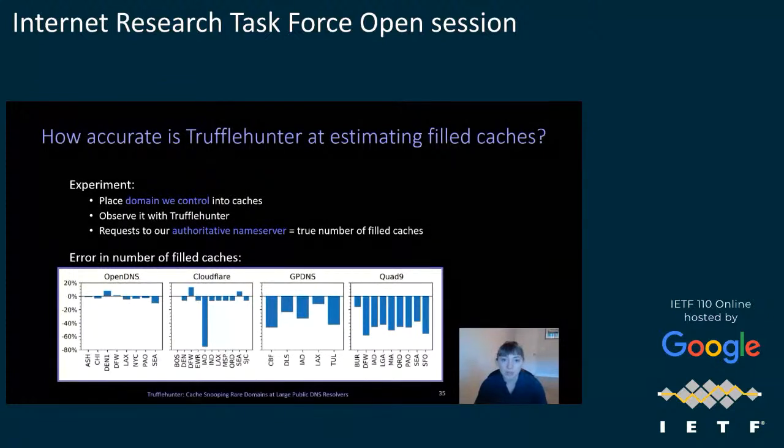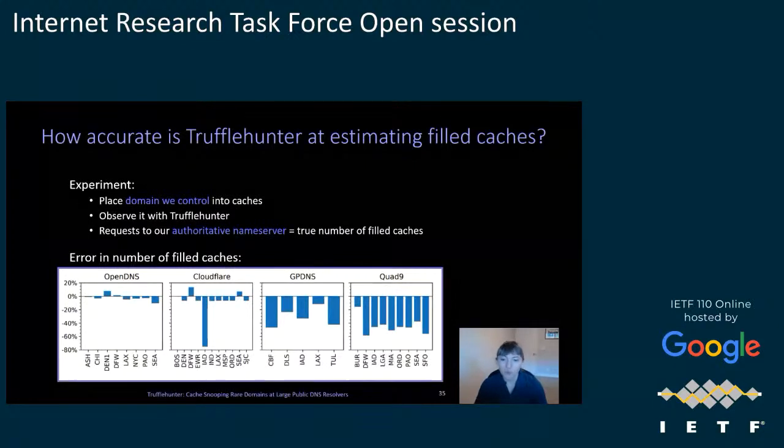On GPDNS, it turned out to be difficult to accurately remove all of the front-end caches that had been filled by our own probes, so we conservatively removed more than we had actually created in order to ensure we never overcounted. That's consistent with our goal of always providing an underestimate rather than an overestimate of the number of caches that have been filled and therefore the number of people that are filling them.